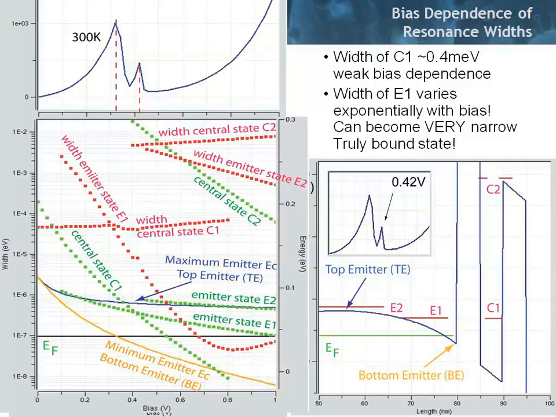Versus if you couple at 0.42, you couple the central resonance to E1, you're coupling to a very narrow resonance. Therefore the current is going to be smaller. Okay, so that's why the current here is larger than the current here.